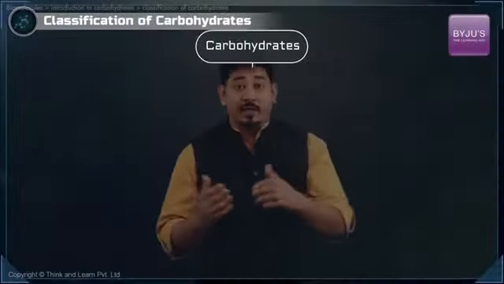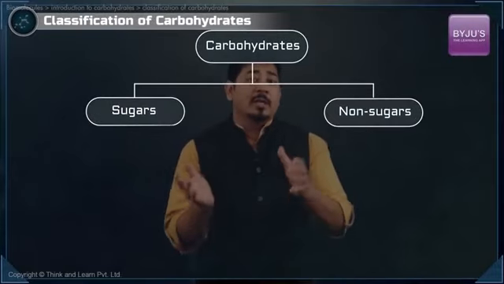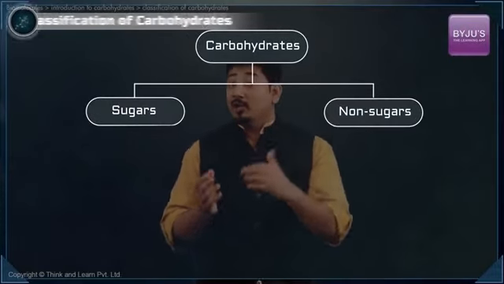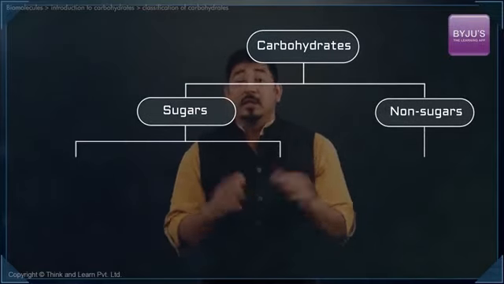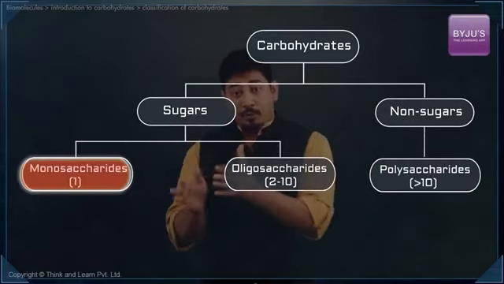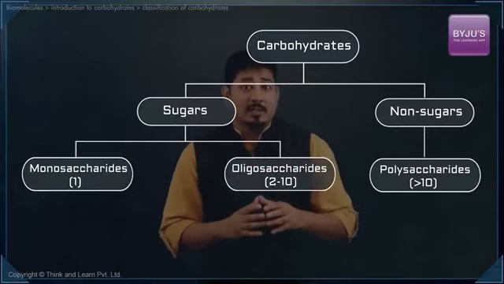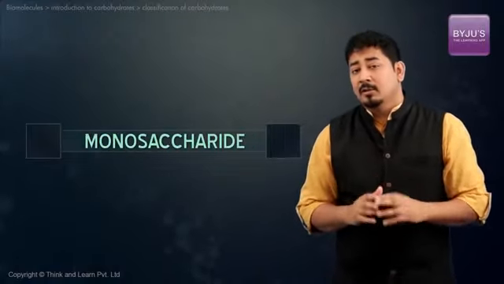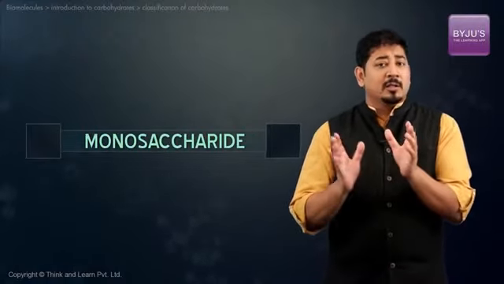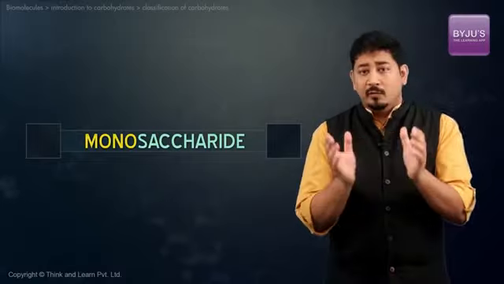Carbohydrates can be classified into sugars and non-sugars, as we just saw. Now, they can also be classified based on their ability to undergo hydrolysis into three major groups: monosaccharides, oligosaccharides, and polysaccharides, as you can see here. Now, let's begin by talking about monosaccharides. Look at the clue in their name. The keyword here is mono, or one.